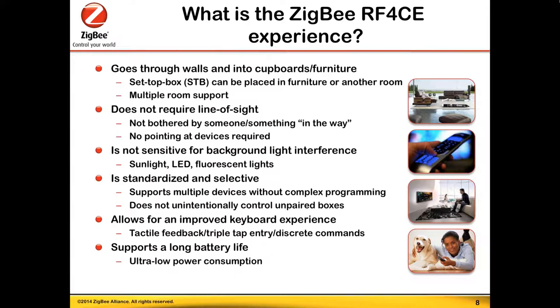So what is the ZigBee RF4CE experience? Probably the best frame of reference is where this is coming from, an infrared remote control experience. The first and big difference is this is radio, so it goes through walls and it goes into cupboards and into furniture. It's important because if you have now a beautiful flat-line television, you don't need a box sitting next to it. The set-top box or the device that controls the TV can be in the furniture, can be stashed away, can be out of sight.